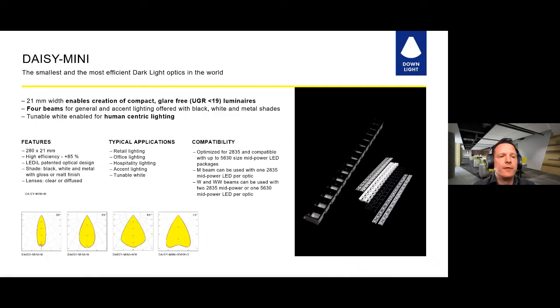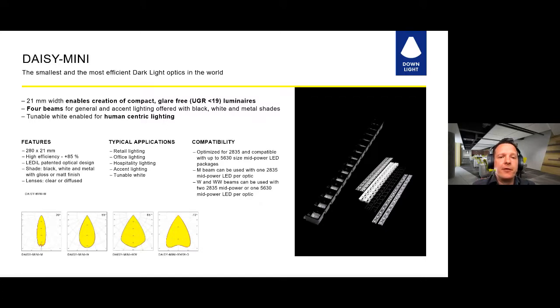We have quite a huge range of different optics suitable for that to achieve different beam angles, of course. They are available in clear and diffused material. They can work with tunable white solutions. We offer them in clear and diffused material, so color over angle issues are not given. They can be used in retail lighting, office lighting, hospitality, and also accent lighting.